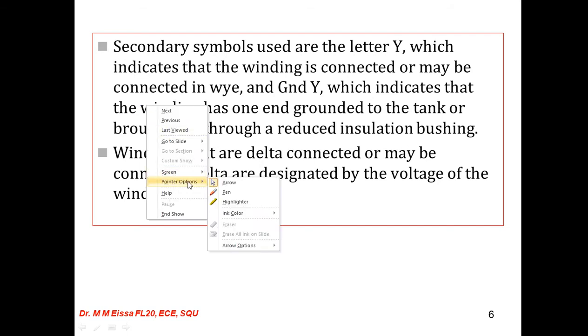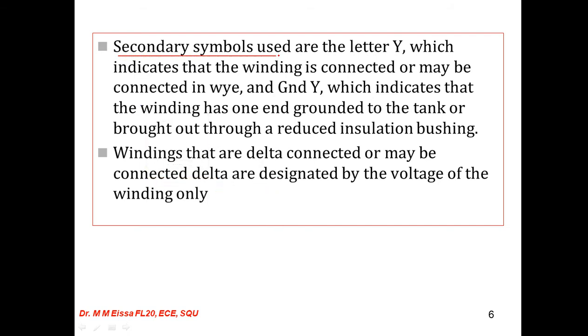For secondary symbols, the letter Y is used. When we put Y, it indicates that the winding is connected or may be connected in Y, and ground Y indicates that the winding has one end grounded to the tank. The tank can be grounded. So we can take this grounding for making the Y connections to the tank, or brought out through a reduced insulation bushing, and also we have earthing through the bushing.